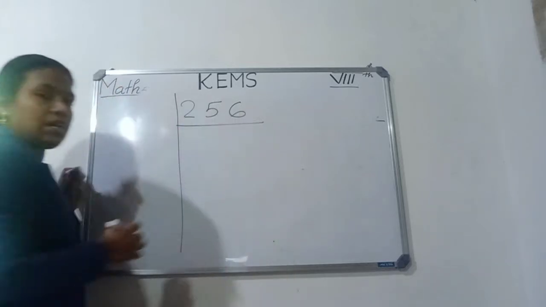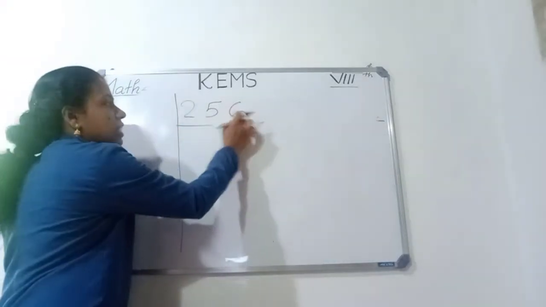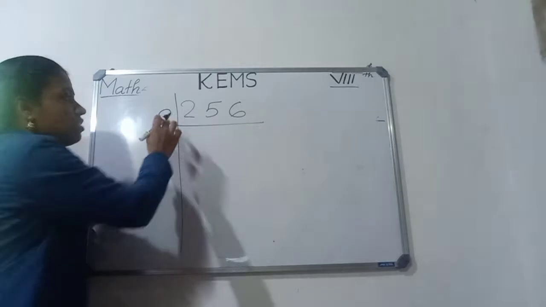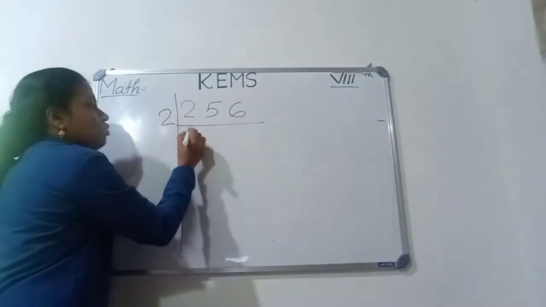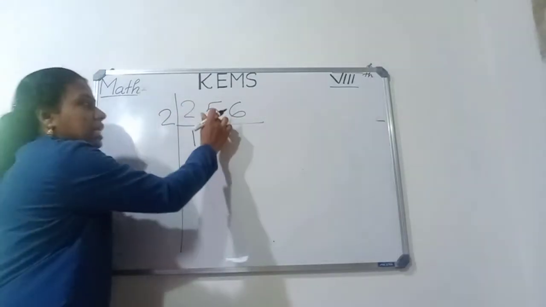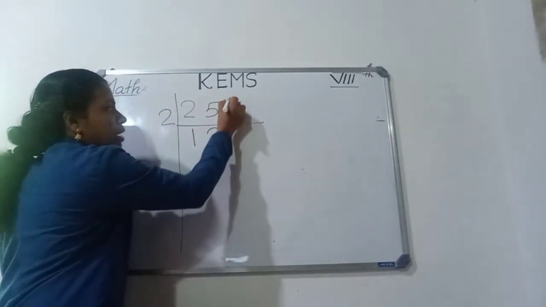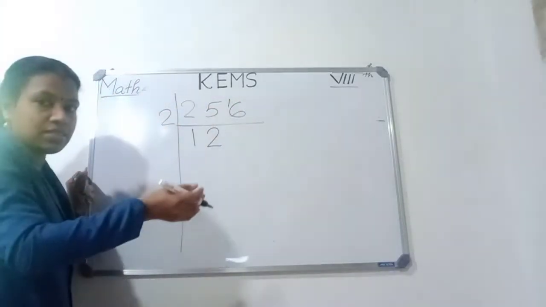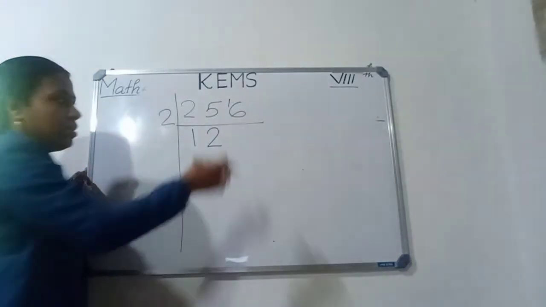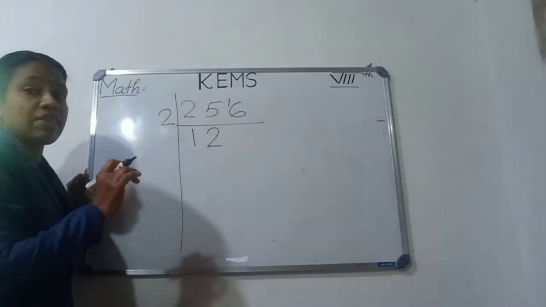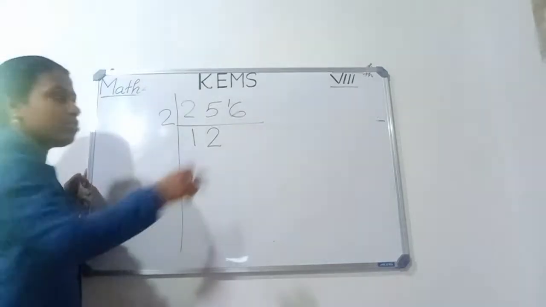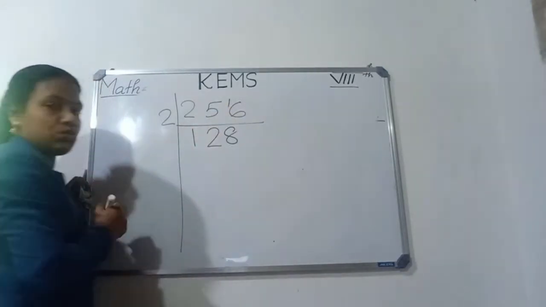First, the divisor is 2 because the number ends in 6, so it is divisible by 2. Into 1, 2 is there. And in 5, there are 2 2s are 4. Then one balance is there. That balance goes to the next number. So the number becomes not 7, it is 16. So in 16, there are 8 2s.